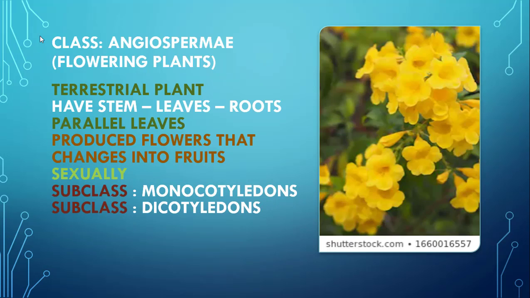The last class is called Angiospermae or flowering plants. They are terrestrial plants that have stem, leaves, and root. They carry leaves with parallel veins. They produce flowers and coated seeds. The type of reproduction is sexual. It's divided into two subclasses, monocotyledons and dicotyledons.